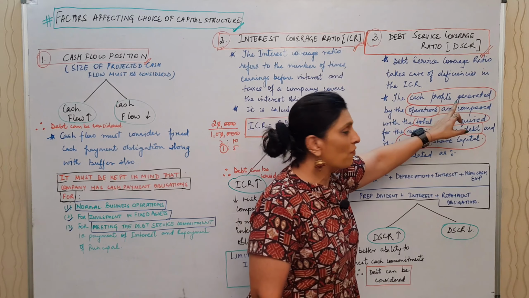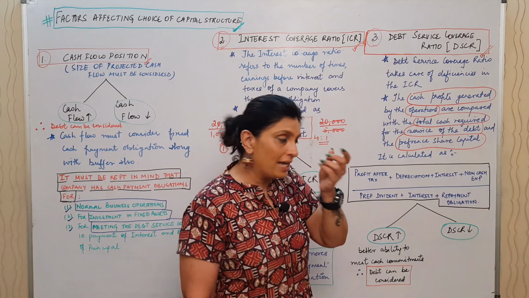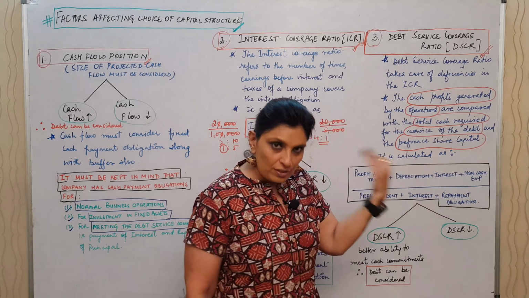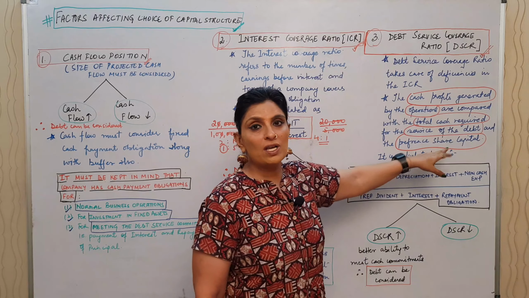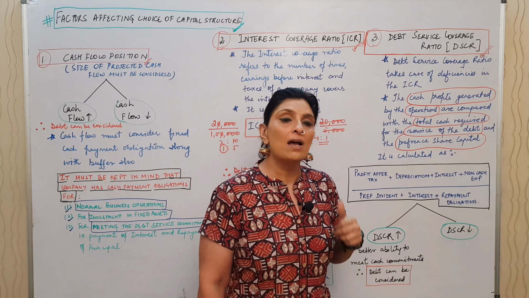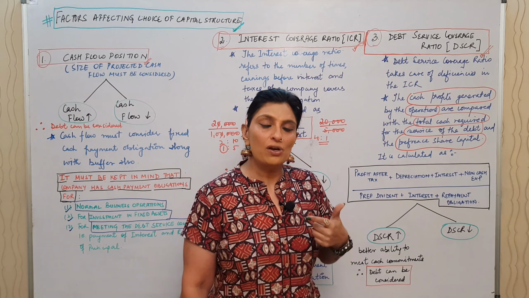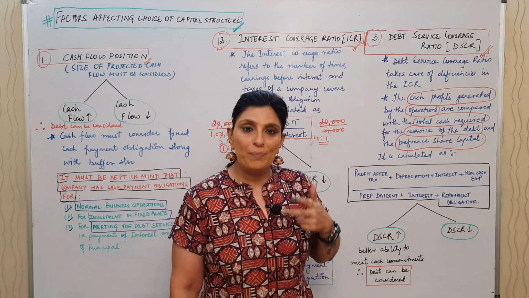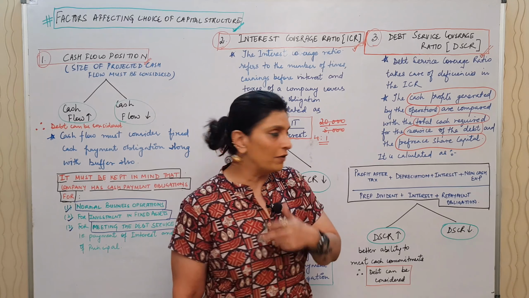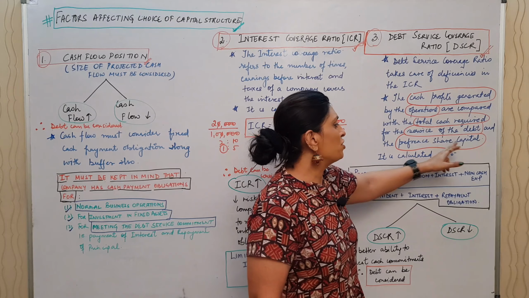The cash profits generated, the money which you get, the cash by operations, that is cash inflows, are compared with the total cash required for service of debt. Service of debt here means one, interest, second, repayment obligation, and third, the fixed preference share capital dividend.